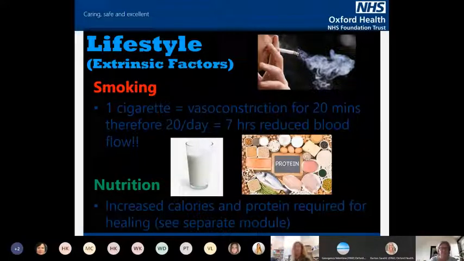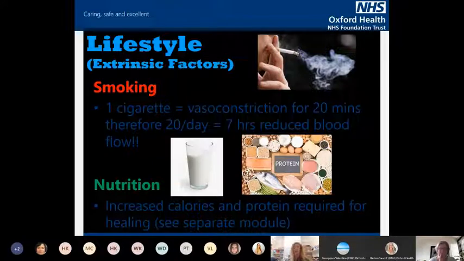So things like smoking is a big one. For every one cigarette that a patient smokes, that reduces blood flow for 20 minutes. So that causes vasoconstriction for 20 minutes. So for example, if you've got a patient smoking 20 a day, that's 7 hours of reduced blood flow, and that could be reduced blood flow to that wound. And as we know, that blood flow is vital for healing.